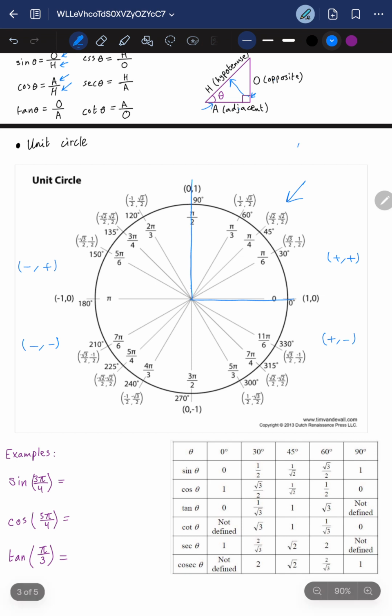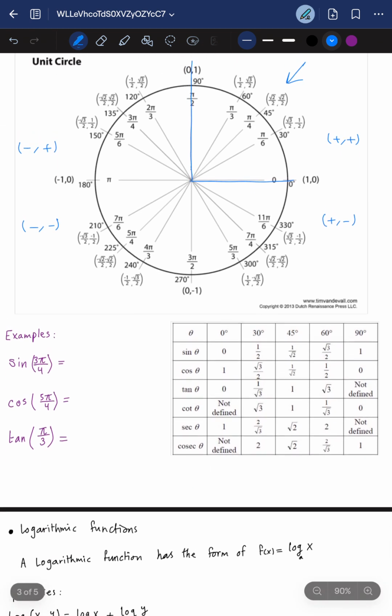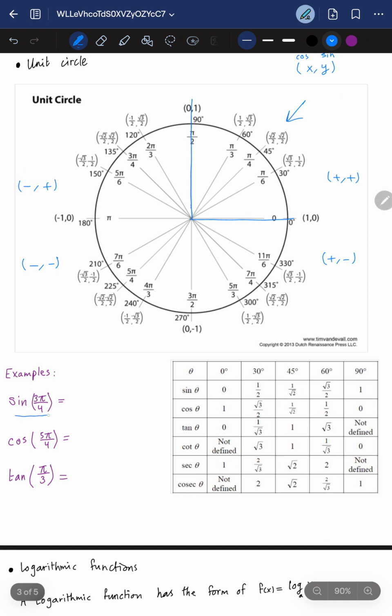Also remember that if I have a point with an x and a y, this x represents cosine and this y represents sine. So for example, if I want to find sine 3 pi over 4. Now, 3 pi over 4 is in the second quadrant, but I don't want to memorize that point. So what you do here, you go to the reference angle. So the reference angle for 3 pi over 4 is just pi over 4. So this is just sine pi over 4.